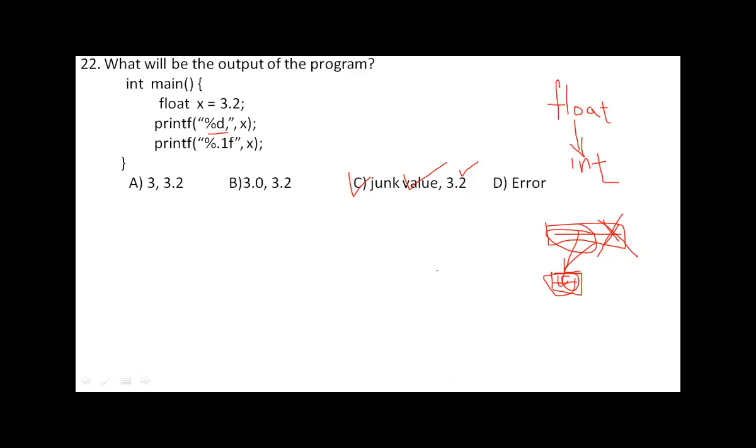Right. When you assign, no problem. If you assign a floating point number to an integer, the decimal part will be truncated and only the integer part will be assigned. That is fine. But when you try to print, this is the problem. You will get a junk value. That means it tries to print only some part of this one, which is an invalid bit pattern.